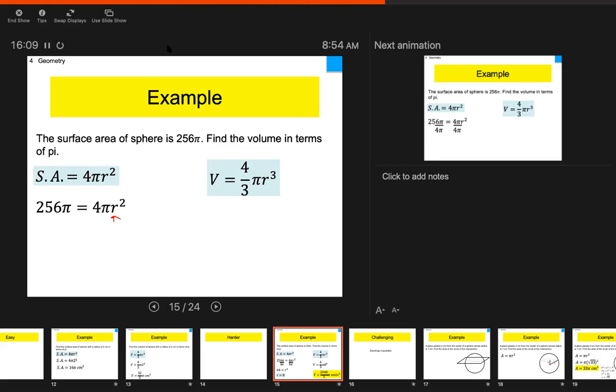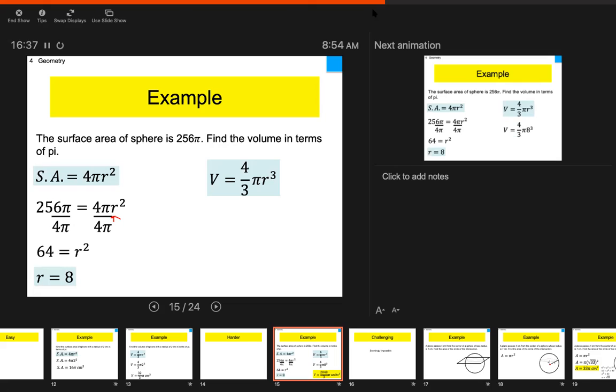Divide by 4 and pi. Perfect, good job. All right, so if we divide both sides by 4 pi, the 4's cancel, the pi's cancel. 256 divided by 4 is 64. Take the square root of both sides, and we would get R is equal to 8. Boom, look at that. Just a little bit of algebra, and you get to the answer. That's what we needed to solve for the equation for volume.